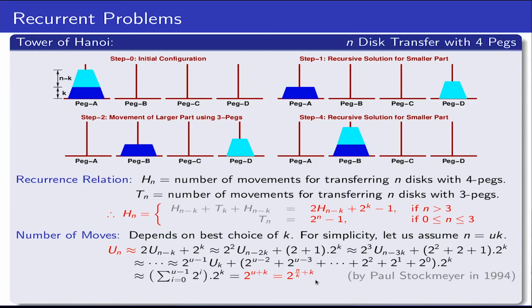This approximation of the whole result and the best choice of k, after a long time was devised by Paul Scottmeyer. And you will be amazed to see that this approximation is minimized with this, and Hn is almost 2 to the power 2 root n, because k equal to root n gives this number as 2 to the power 2 root n. And finally, this is the optimal number or the best number of movements possible, beyond which you cannot do it. This was proved in 2018, that is 2 years back.